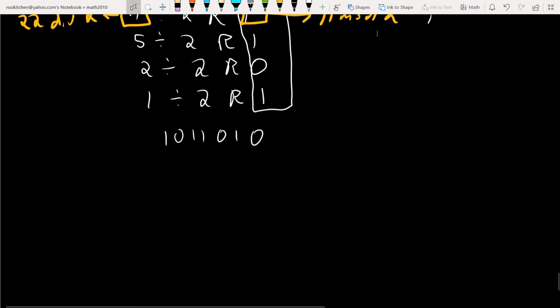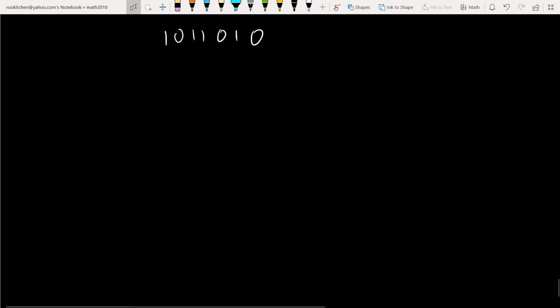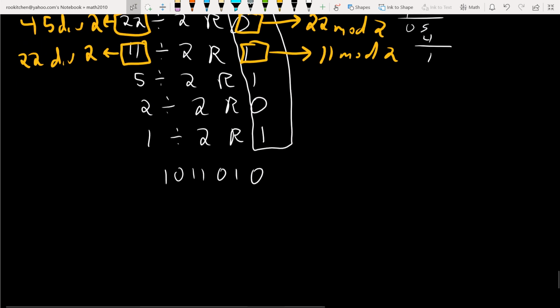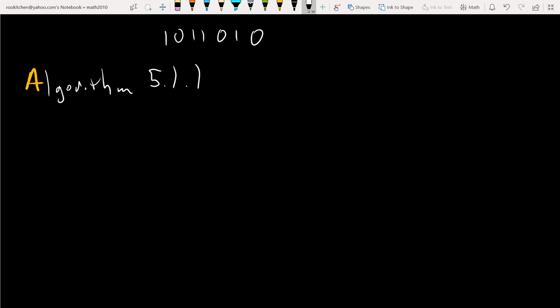Okay, so let's try. Well, I guess the code's given in the book. The algorithm is 5.1.1. So we don't even have to write it. So you could try putting this in Python. No extra credit this time, though. Sorry. Decimal to binary.